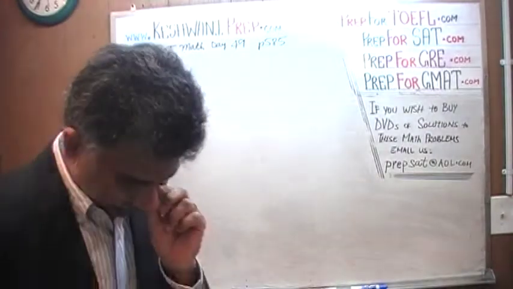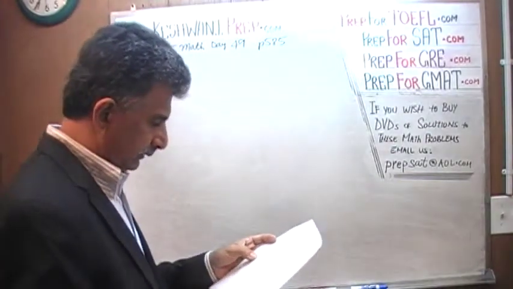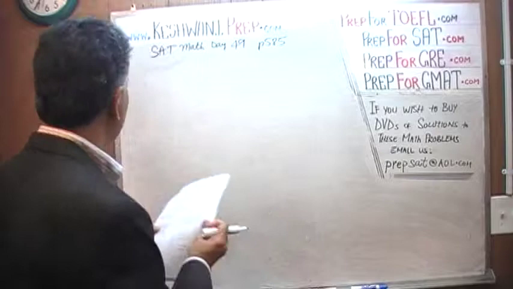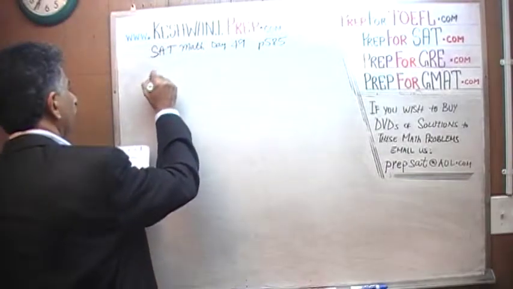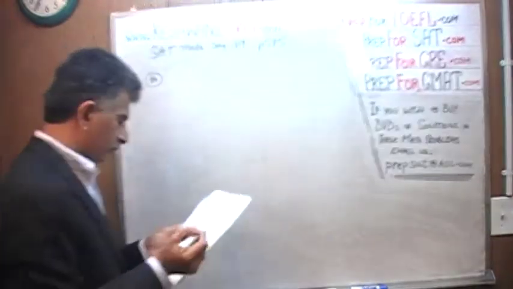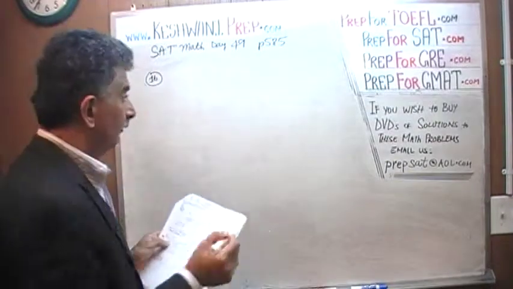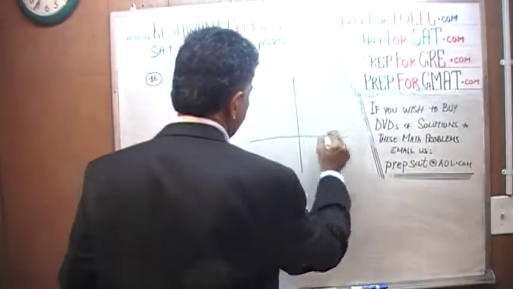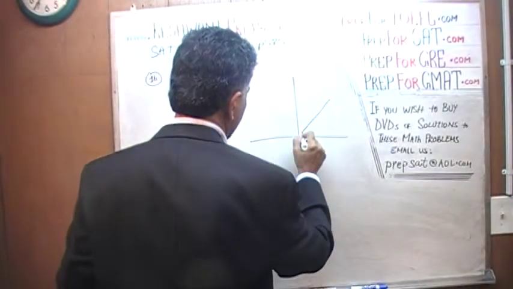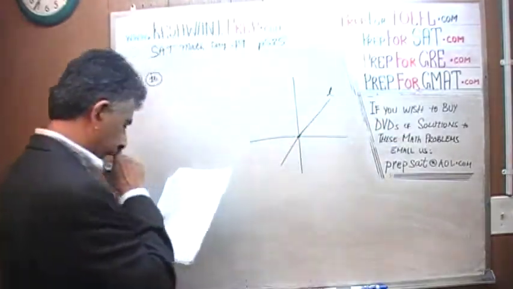It says L is a line, L has a positive slope. All right. So we have a line L that has a positive slope, and we are told that it goes through 0,0. So it goes through the origin. Here's the origin, 0,0, and it's a positively sloped line. We are calling it L.